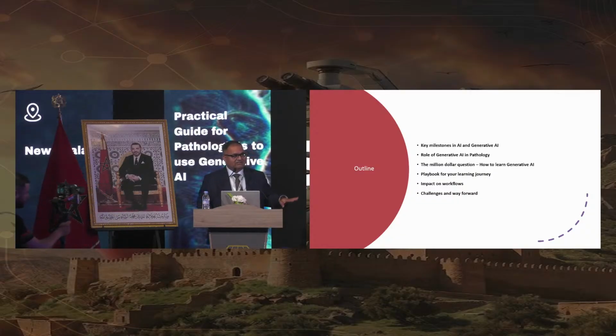As I said, I'll be skipping a few slides, so I'll just very briefly touch on the key milestones in AI and generative AI. Then the key component will be the slides with a black background, which start with the million-dollar question, how to learn generative AI. You can sleep, or I can skip all the slides here and there, but the real focus is going to be the in-between.